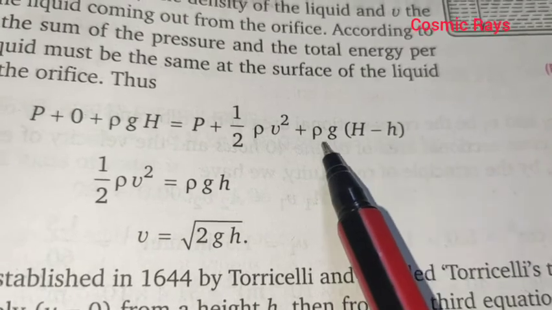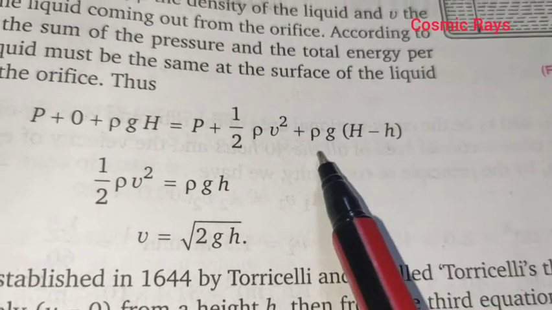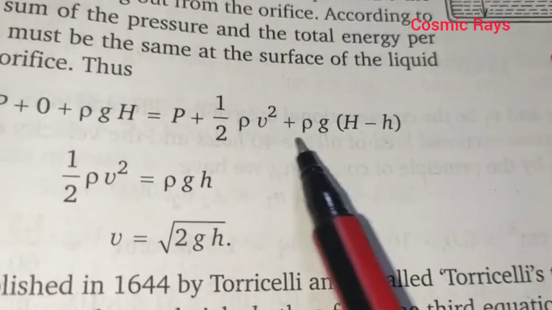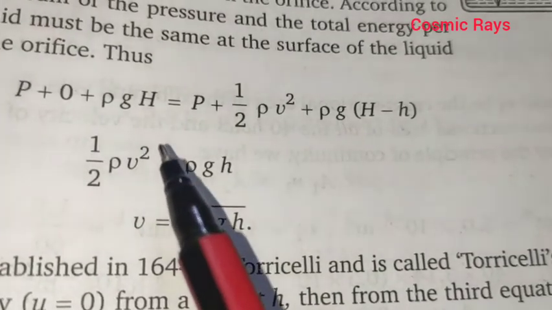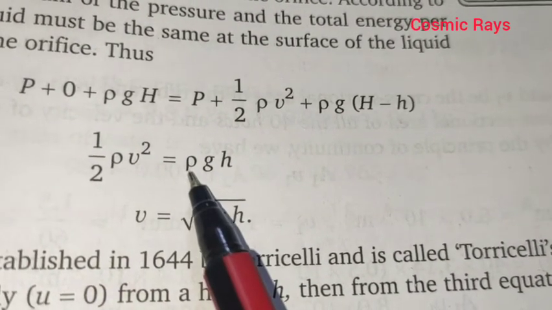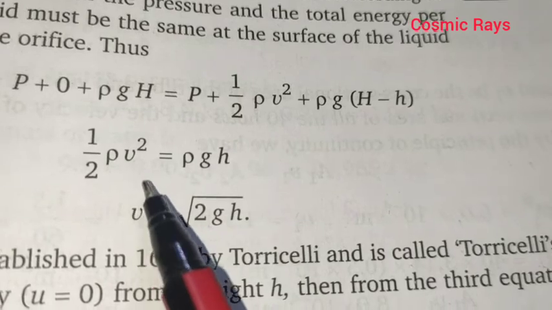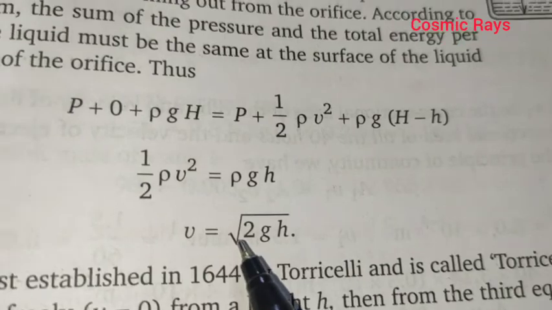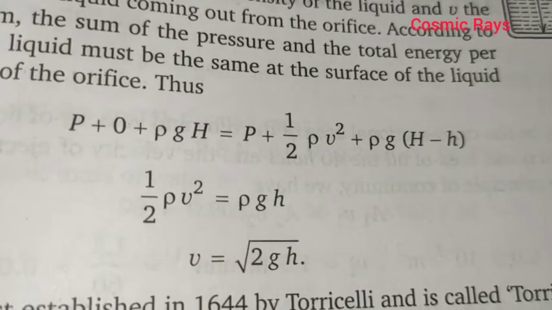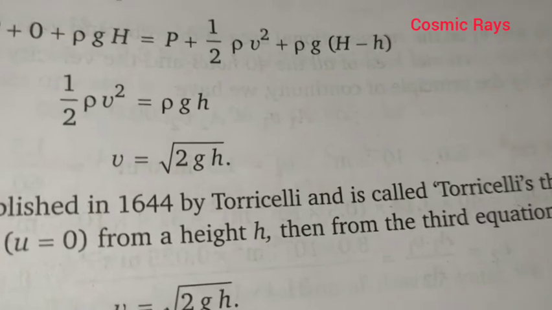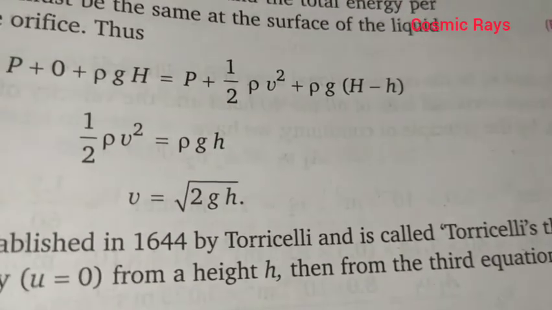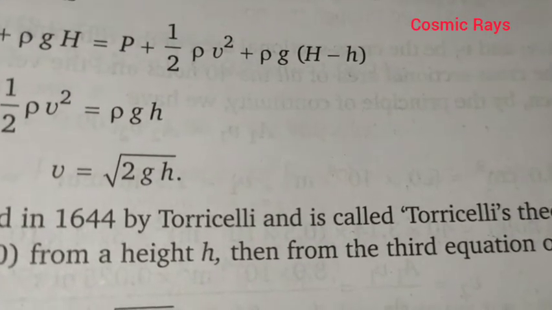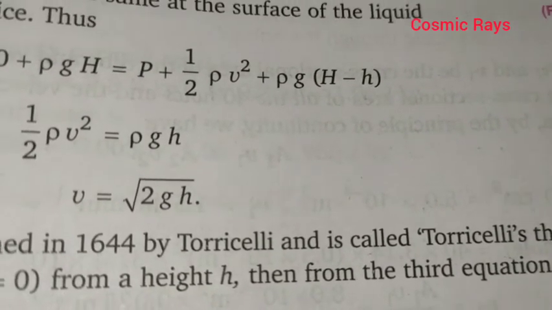First we'll simplify this. We'll get rho g capital H minus rho g small h. So rho g capital H and rho g capital H will cancel out, and we will be left with rho g small h. So from here, rho and rho will also cancel out. 2 is multiplied on the other side. We will get V square is equal to 2gh. So automatically V will be equal to root over 2gh. Now this is the velocity of efflux of a liquid from an orifice, and it is equal to the velocity which the liquid acquires in freely falling from the free surface of the liquid.